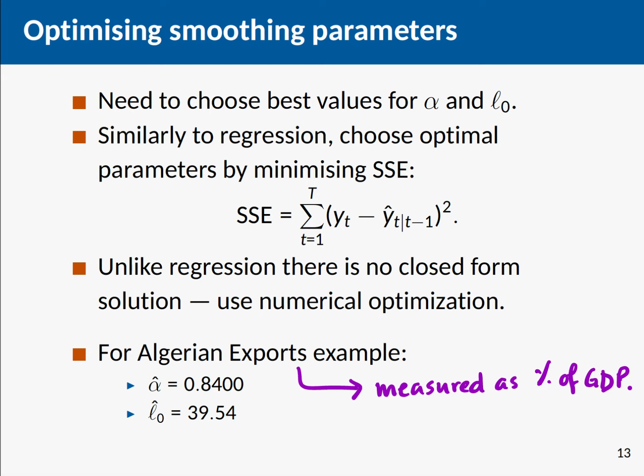So we're going to take a look at an example with Algerian exports, where if we do optimize, we end up with a value of alpha, which is 0.84, and L0, which is 39.54. Okay, so the hats here denote that we've actually estimated the model, and these are the values that were reported from the model itself.